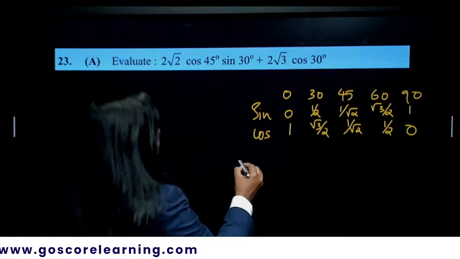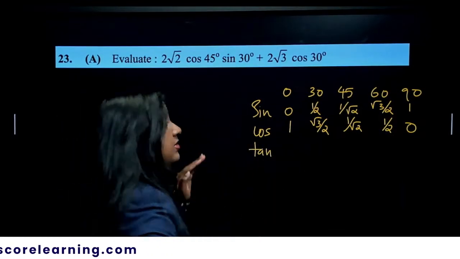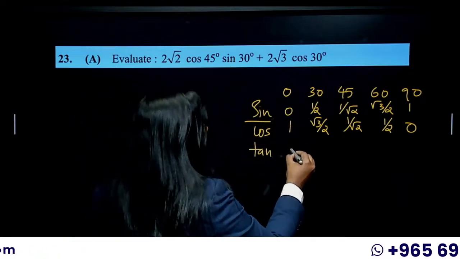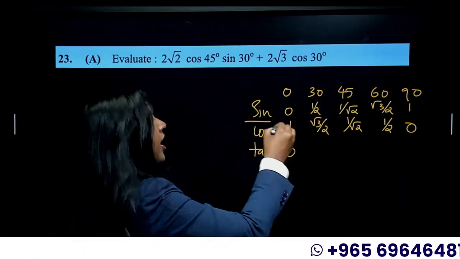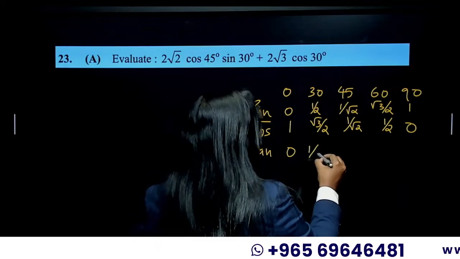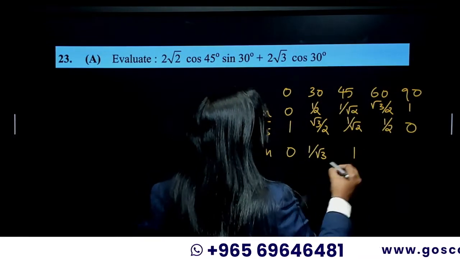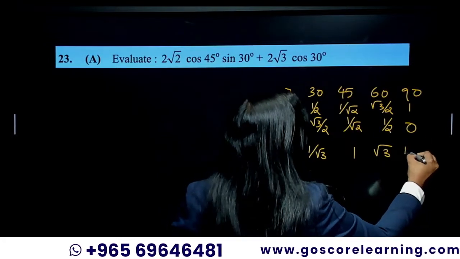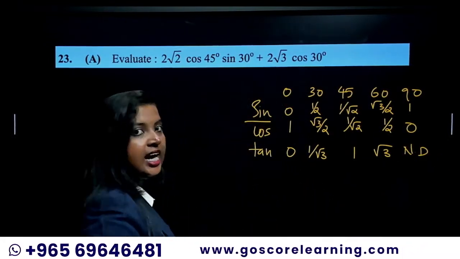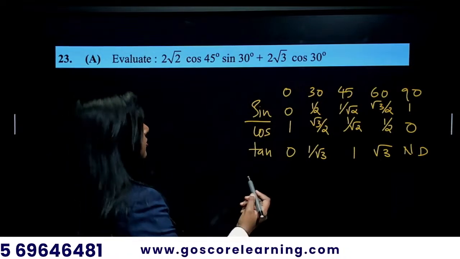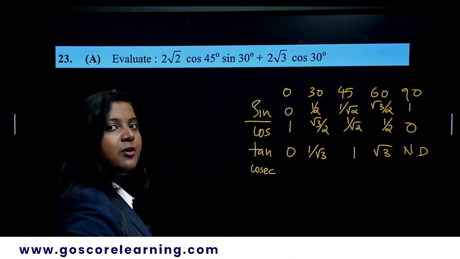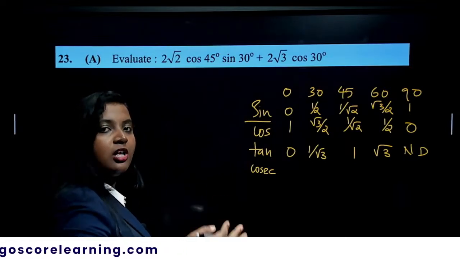For tan, we know that tan theta is equal to sine theta by cos theta. Just divide: 0 by 1 is 0. 1 by 2 by root 3 by 2 is 1 by root 3. 1 by root 2 by 1 by root 2 is 1. Root 3 by 2 by 1 by 2 is root 3. 1 by 0 is not defined. Done, right? In most cases, you just need this. And if you need cosec, cosec is the reciprocal of what? Sine. Reciprocal means 1 by.